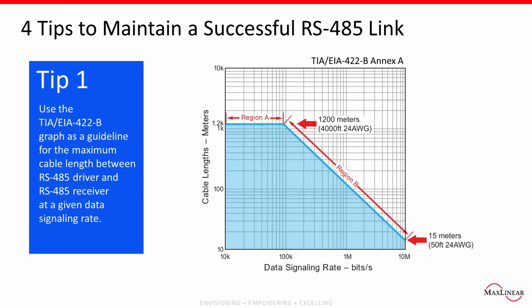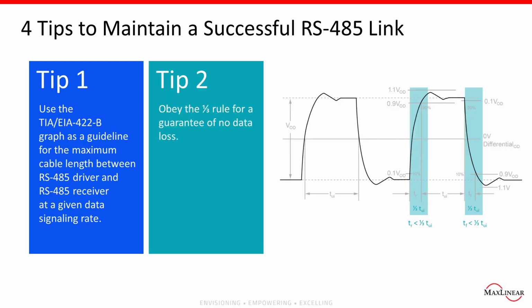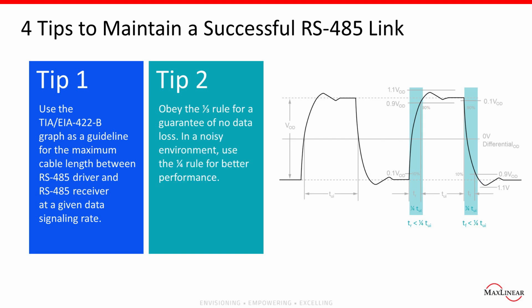In summary, follow these tips to maintain a successful RS-485 link. Tip number 1. Use the TIA/EIA-422-B graph as a guideline for the maximum cable length. Tip 2. Obey the 1/3 rule for a guarantee of no data loss. In a noisy environment, use the 1/4 rule for better performance. 1/4 rise time, 1/4 fall time, and 1/2 bit time.